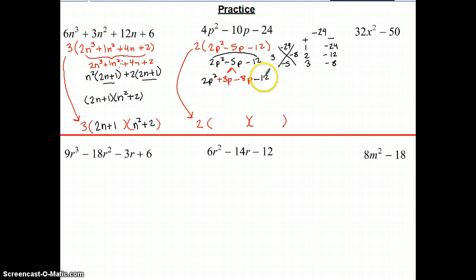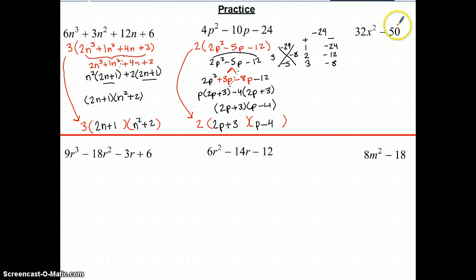Now I can factor by grouping. Looking at this polynomial as 2 pieces, I see a common factor of p on the left, leaving me with 2p plus 3. And on the right, I need to take out a negative in order to make this 8 positive. And they have a 4 in common. So factoring out a negative 4 leaves me with positive 2p and a positive 3. Factoring out my 2p plus 3, I'm left with p minus 4 in the second parentheses. So your final factored form consists of 2 with a factor of 2p plus 3 and another of p minus 4.